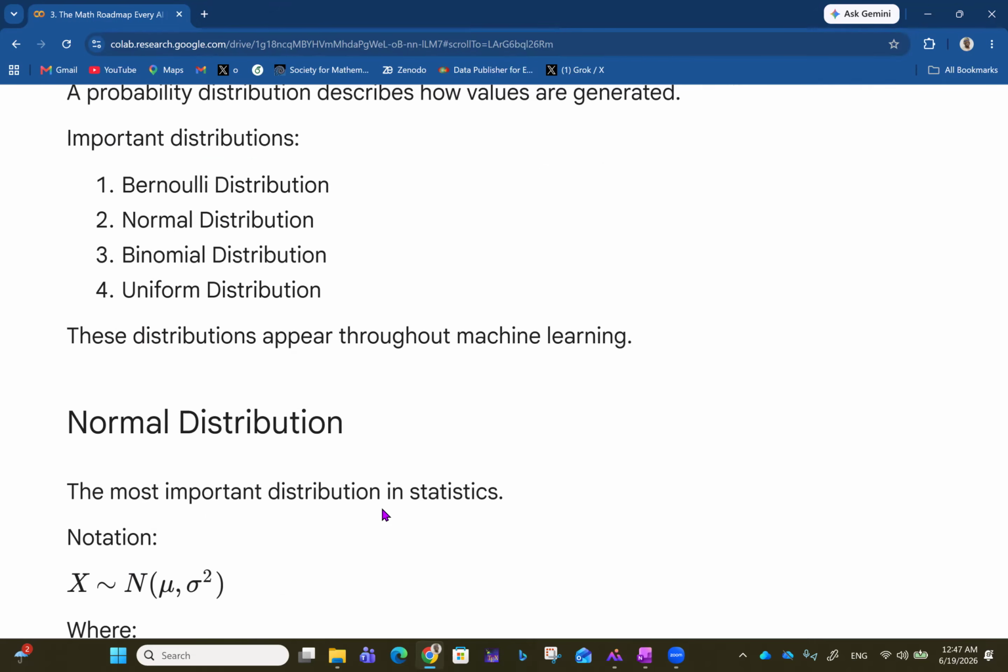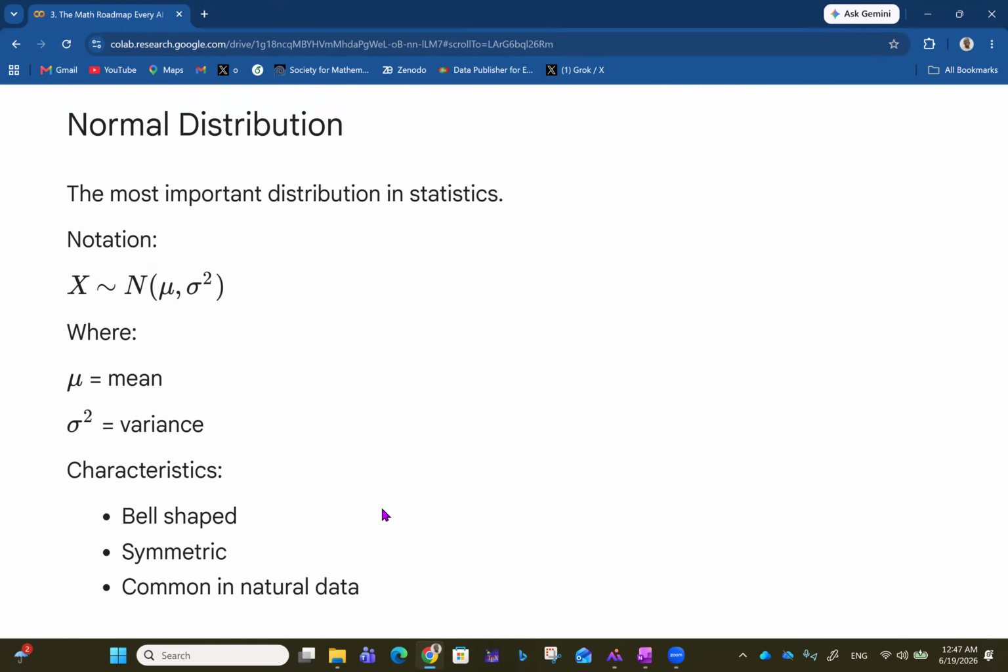So, talking about the normal distribution, which is by far the most popular, the most important distribution in statistics, it follows the Gaussian. You can even call it the Gaussian distribution, right? The notation is that X follows a normal distribution with mean mu and variance sigma squared. The characteristics are that it is bell-shaped, it is symmetric, and it is common in natural data. So many things in life actually follow the normal distribution.